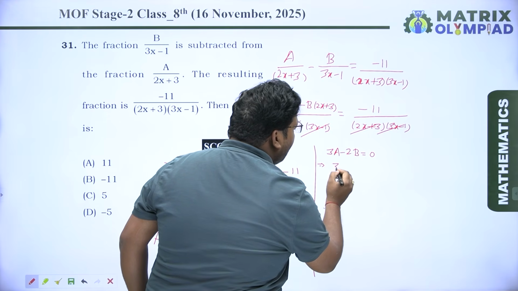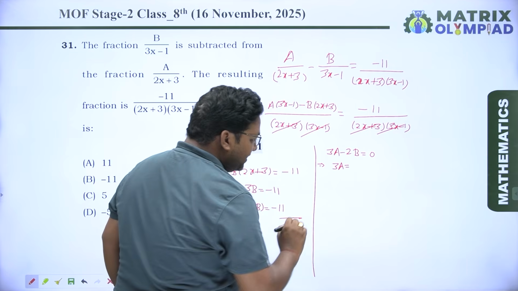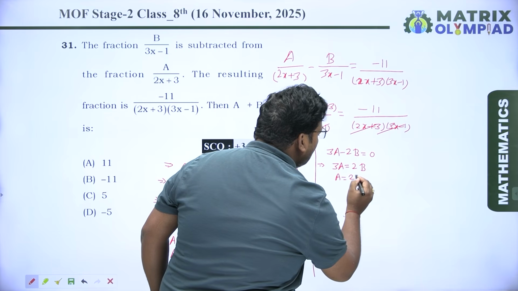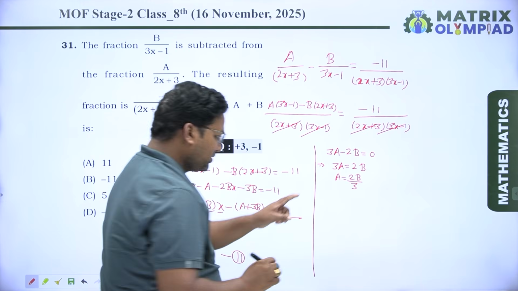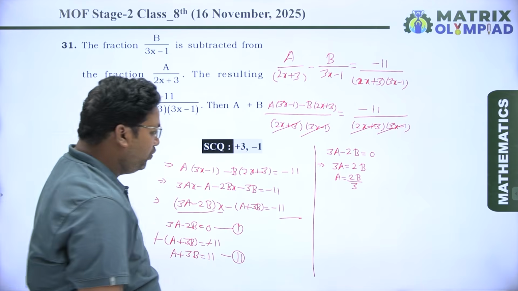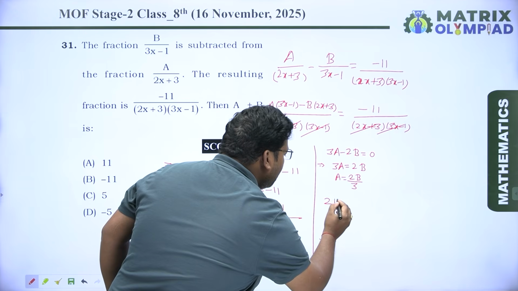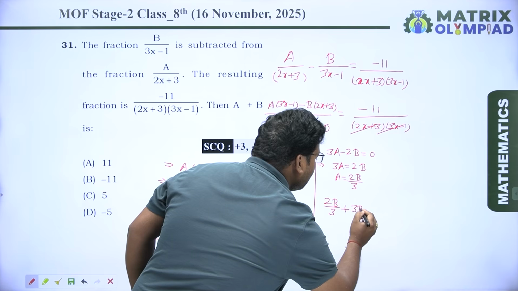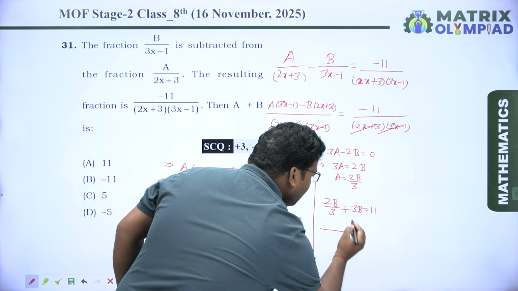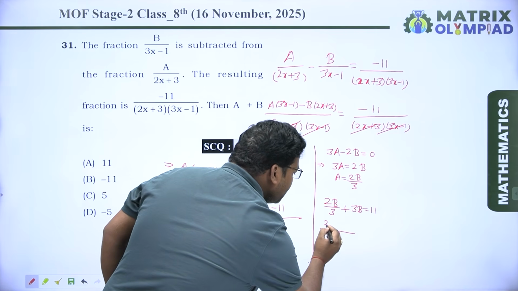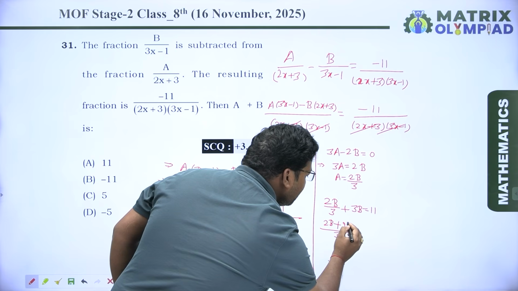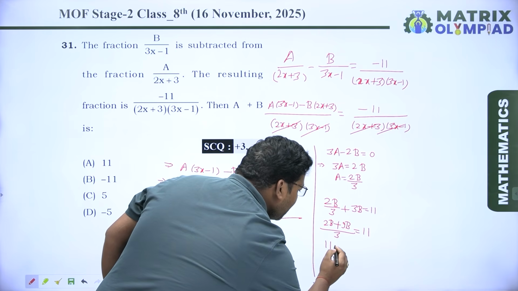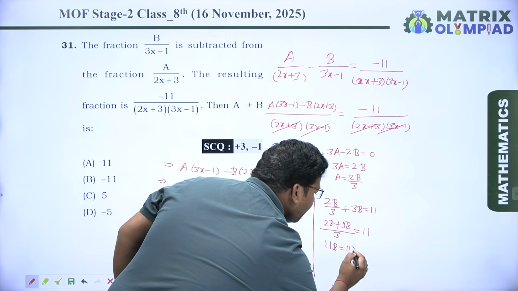From here I can calculate the value of a: 3a equal to 2b, or a equal to 2b upon 3. Now we have to substitute this value in equation number 2. So we will get 2b upon 3 plus 3b equal to 11. Here we have to take LCM, which is 3. So it is 2b plus 9b equal to 11 into 3.